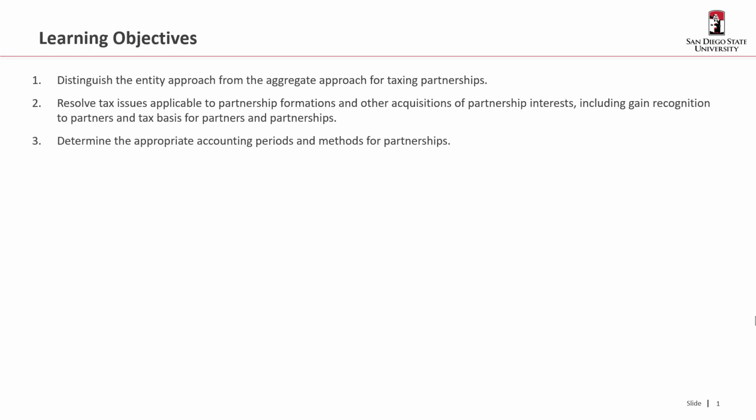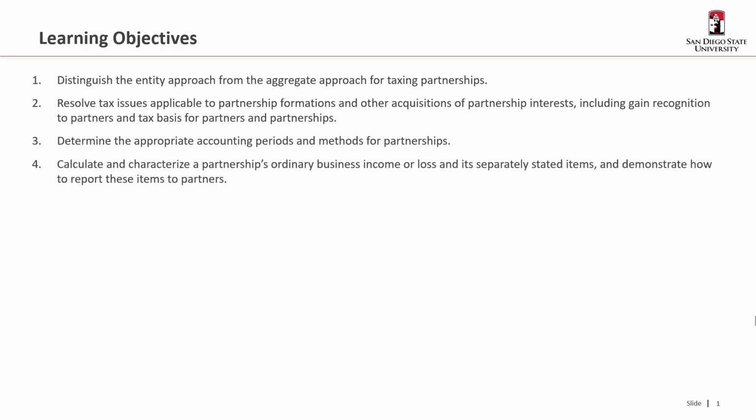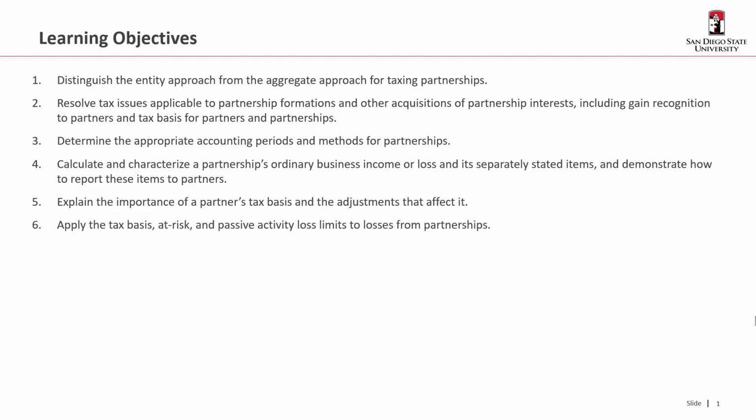We'll talk about how partnerships choose accounting periods and methods. We'll talk about how a partnership reports its income. So by now you should know it has to report its income out to the partners as a flow-through. We'll talk about how that's done. We'll certainly spend some time on partners' tax basis. We've already started that conversation. We will continue it in depth through this module.